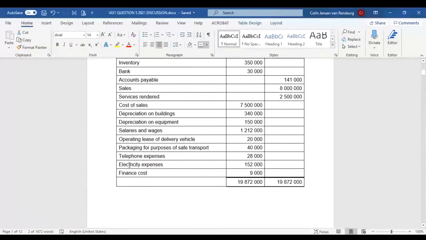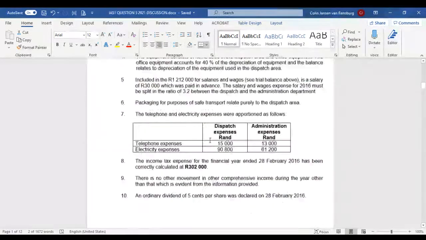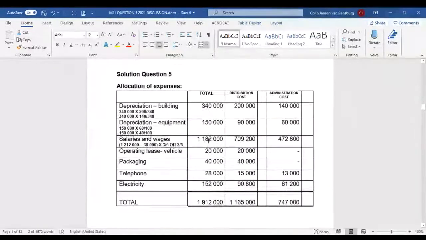So where are we? We are there. Now let's go to the telephone expenses. Surely they've got some telephones in the dispatch area because they have to communicate with their customers, but they will also have some telephones in the administration part, right? So let's see the amount first, 28,000. So we are going to copy that amount for telephone expenses to our allocation table.